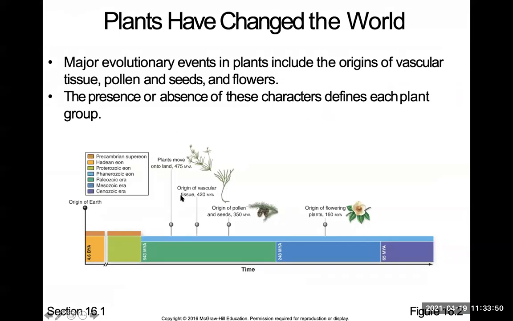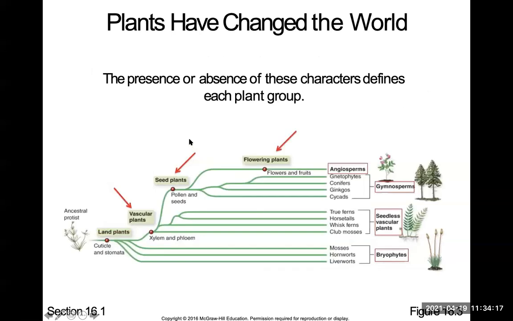Major adaptations that happened in plants: one was the vascular tissue. Another one is making seeds. If a plant can make seeds, it can make food for the embryo. It can provide protection. And then making flowers to entice insects to do the pollination. Depending on whether plants have seeds or vascular tissue or don't have vascular tissue, we put them in different groups. And we have four different groups.